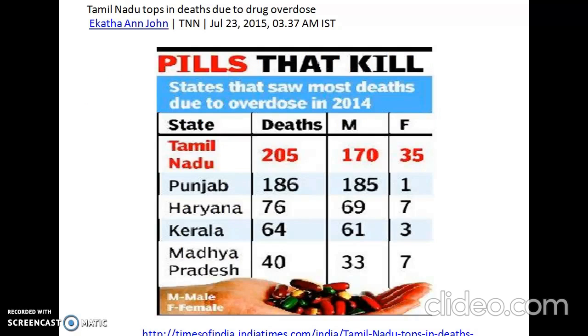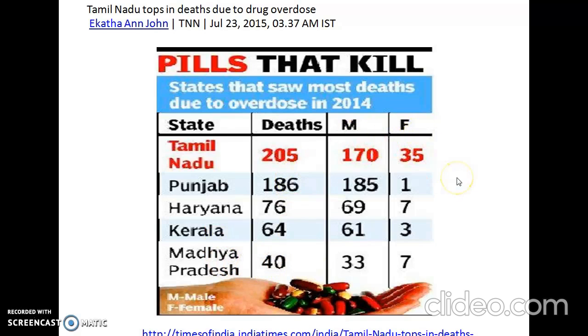So this is a fact from the newspaper Times of India. Here you can observe the state-wise deaths which happened because of overdose. It's taken in 2014. Tamil Nadu is at the top, where 205 deaths have been observed, of which 170 were males and 35 females. Next come Punjab, Haryana, Kerala and Madhya Pradesh, which have fewer deaths in comparison with Tamil Nadu. So with this we came across the information that Tamil Nadu is leading.